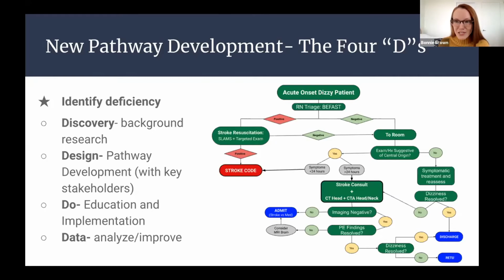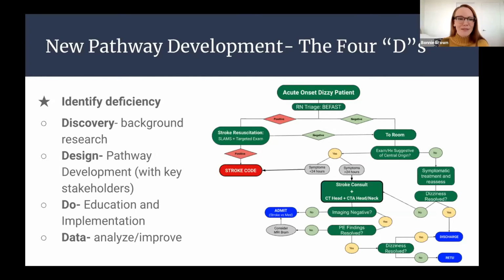We don't want every dizzy patient coming into the hospital to the observation unit, and we don't want to send all of them home. So we need to really have a diagnostic pathway to help the providers provide the best care. So when you're developing a pathway, you can think of the 4 Ds. The first is discovery, doing your background research. What evidence is out there? What pathways already exist?